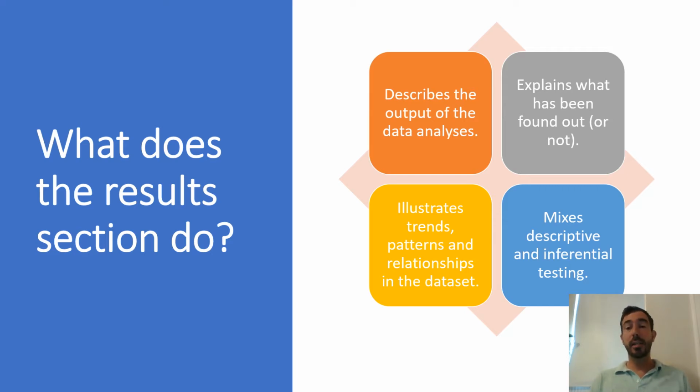The results section explains what's being found out or what has not been found, i.e. by significant or non-significant p-values. It illustrates trends, patterns and relationships in the dataset, be they through correlation or regression, or maybe scatter plots, or various other illustrative statistics that you can use. And it should mix descriptive and inferential tests together. You should use a range of descriptive and inferential statistics for each aim or part of your research question that you are answering in that section of your results.